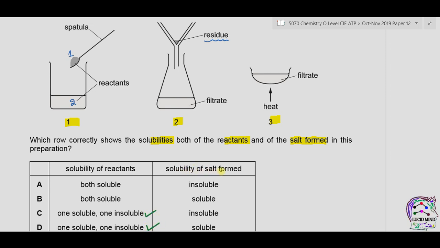Now looking at the solubility of salt formed, we can see that we had filtrate, which was then heated to obtain the salt. So filtrate means that the salt is soluble. So it should be soluble. As residue was formed when two reactants reacted together, so therefore both salts are not soluble. So A and B is incorrect. So the only correct answer is D.